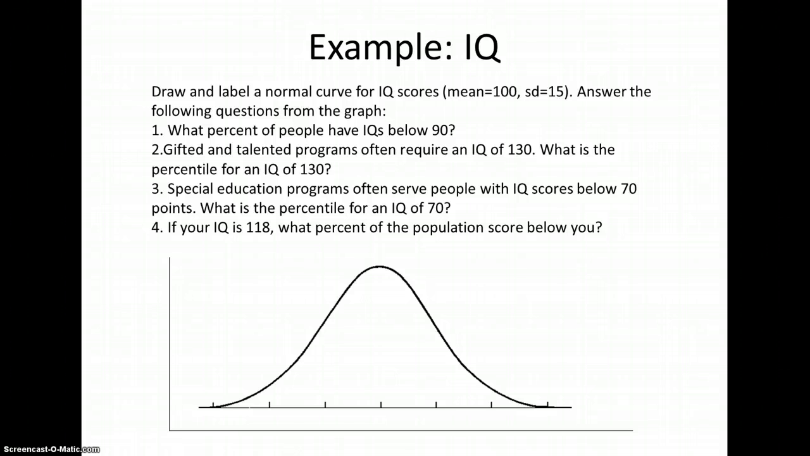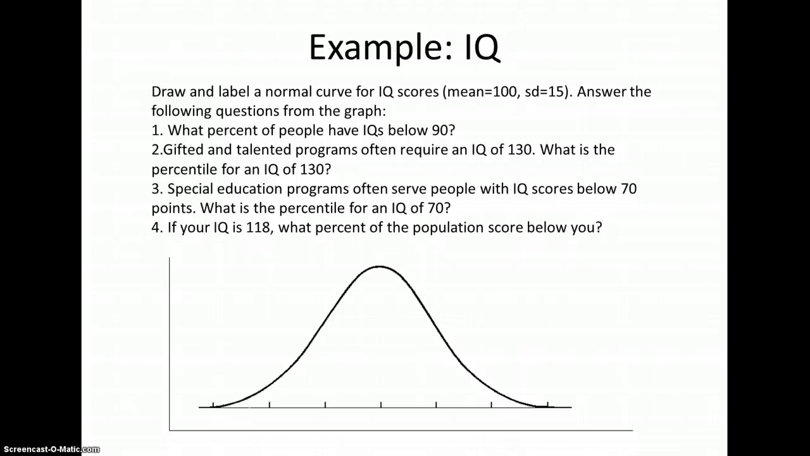Let's do an example. Draw and label a normal curve for IQ scores. For IQ, the mean is 100 and the standard deviation is 15. So label the picture below on your paper and put in the mean and the other 6 measurements, plus or minus iteratively the standard deviations. And now we're ready to answer the following questions.